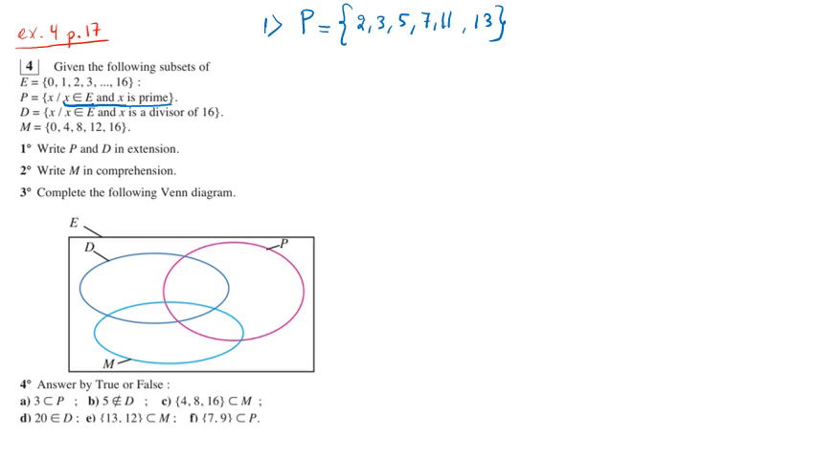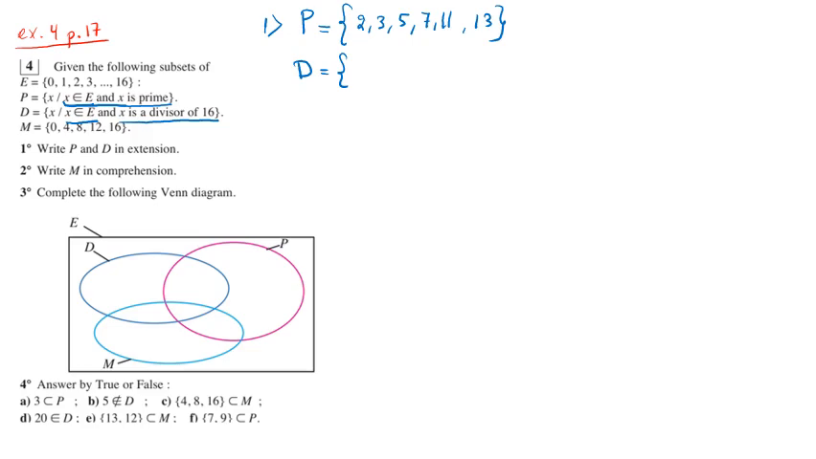Now set D is equal to X belongs to E and X is a divisor of 16. What are the divisors of 16? Any two numbers, if we multiply them, the answer is 16. We revised in the last period what are the prime numbers, what are the divisors of a number, and what are the multiples of a number.